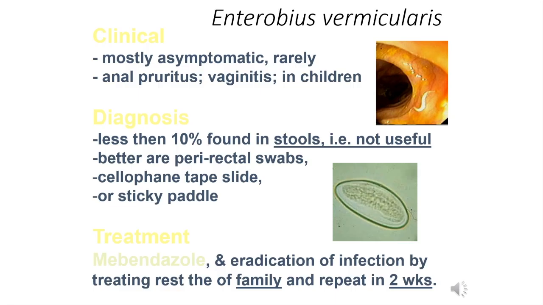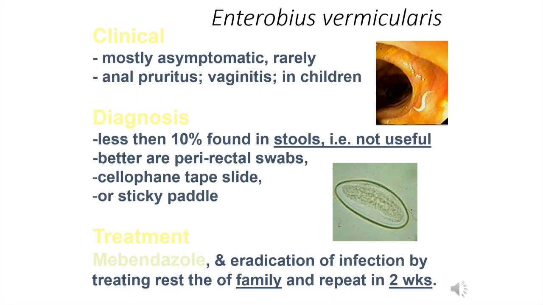perianal area. Okay, hence we can look for them by perirectal swabs or cellophane tape slide or a sticky paddle. The simplest thing would be to take a scotch tape, stick it to the perianal area and mount it on a glass slide and look for the characteristic eggs like you see here under the microscope. And you can see them. It's elongated, more flattened on one side, transparent, and a very small egg. Now the size can be measured easily under the microscope.